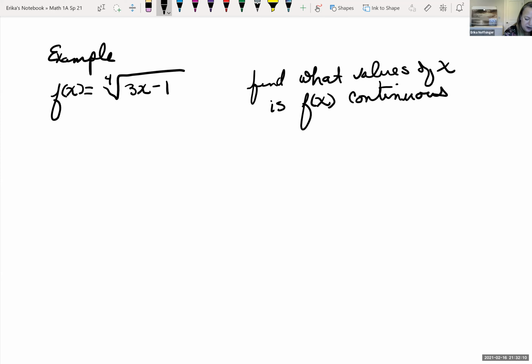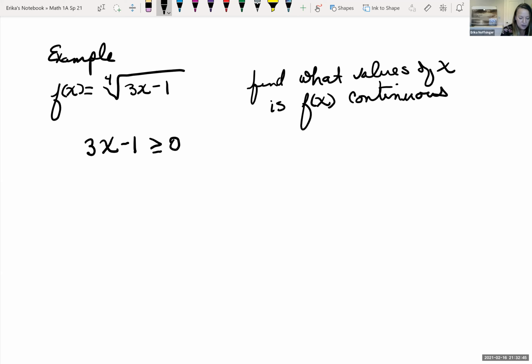Okay, so we have to be careful here. We need to look at the domain of f of x. Looking at the domain, you're looking at all values you can plug in for x and get back a real number. Because this is an even powered radical, I can't have negatives underneath the radical because that would give me back an imaginary number, not a real number. So for the domain, 3x minus 1 has to be greater than, it's possible to take the fourth root of 0, so greater than or equal to 0.